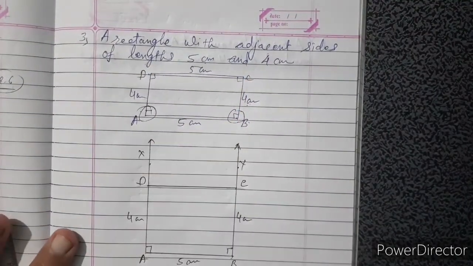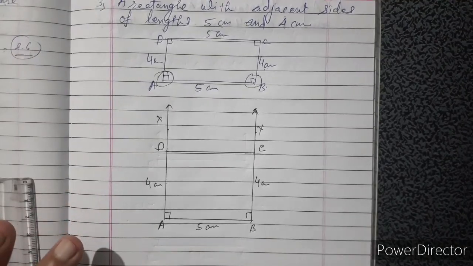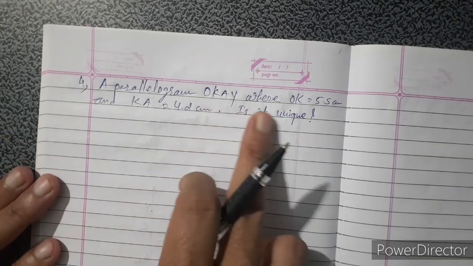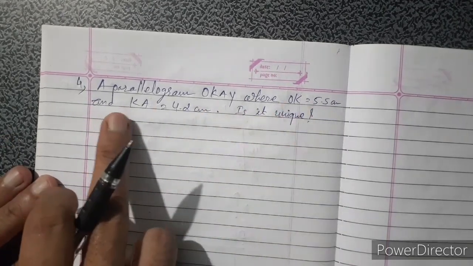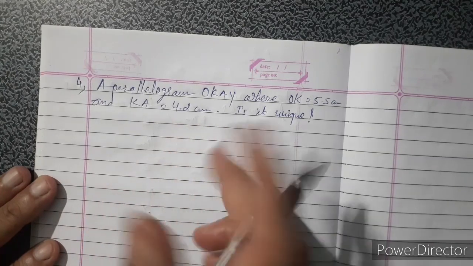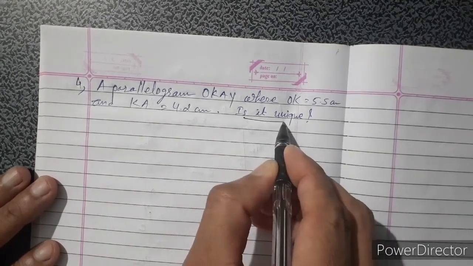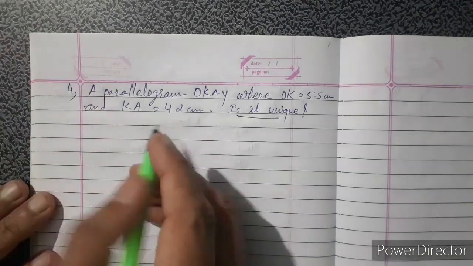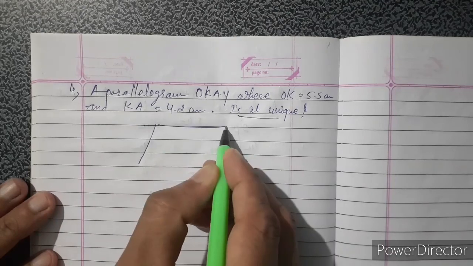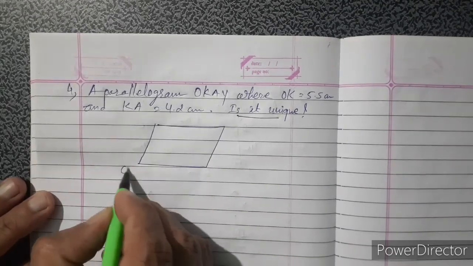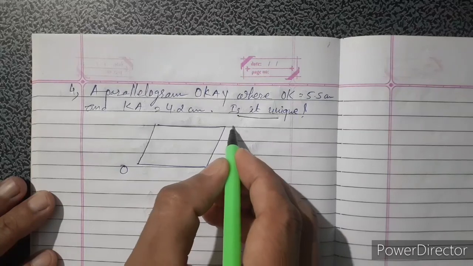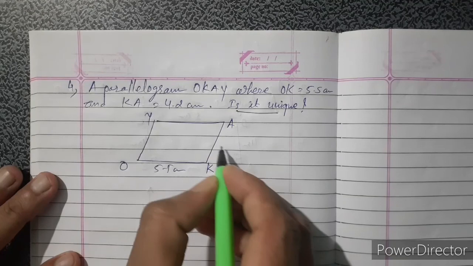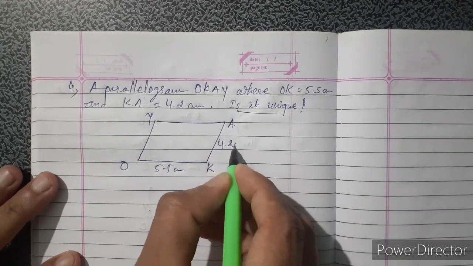Okay, and next one is the fourth one, a parallelogram OKAY, where OK equals 5.5 centimeters and KA is 4.2 centimeters. And then, is it unique? Just check that one. Okay, look, the rough sketch of that one is like that, parallelogram OKAY. OK equals 5.5 centimeters, AK is 4.2 centimeters.